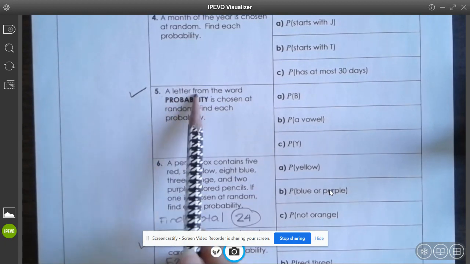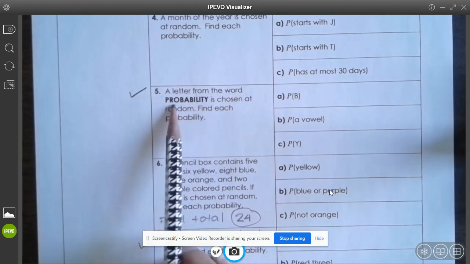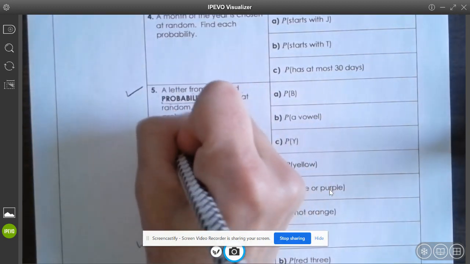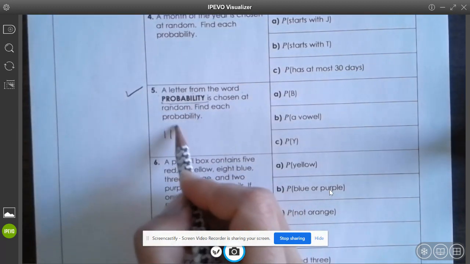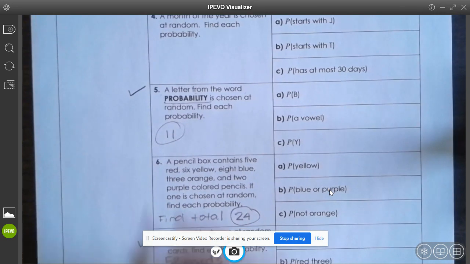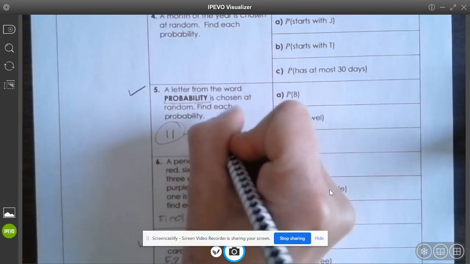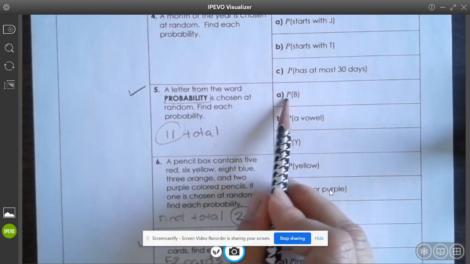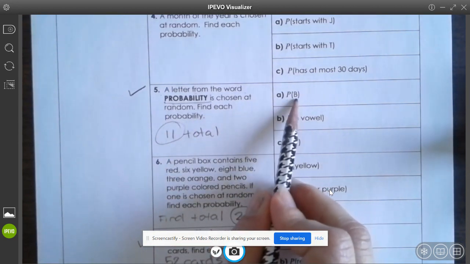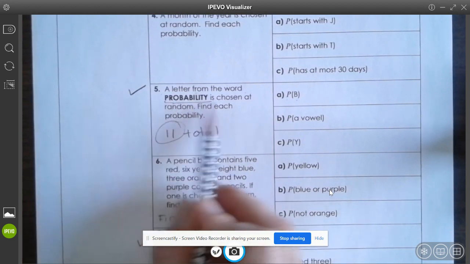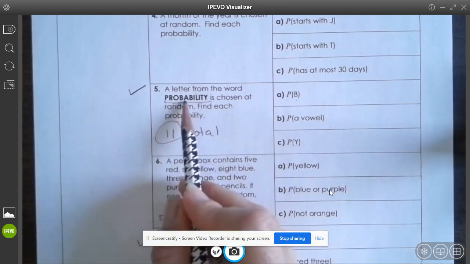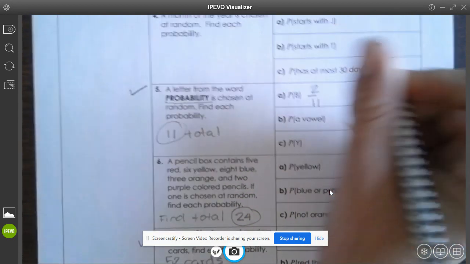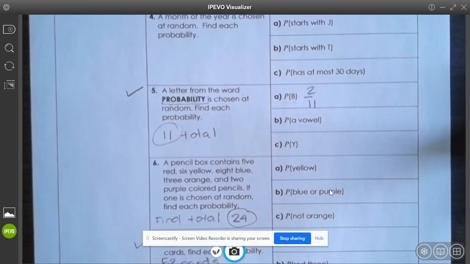A letter from the word probability. Now we have to count how many letters are here. There are 11 letters, okay? So that will be my denominator, a total of 11. Then the second thing I have to find, it says the probability of getting a B. How many B's are there in the word probability? There's 2, right? So that would be 2 over 11. That's all I'm looking for here.